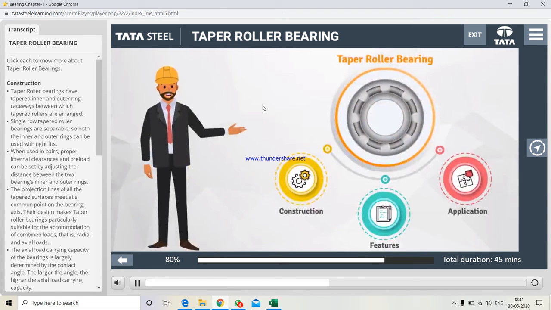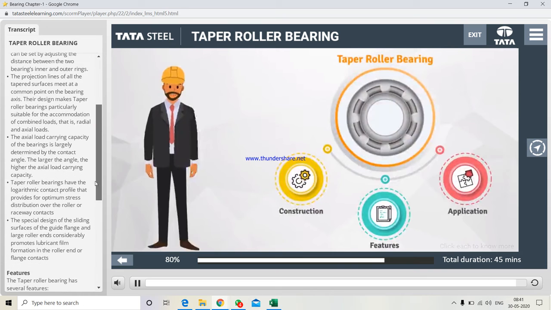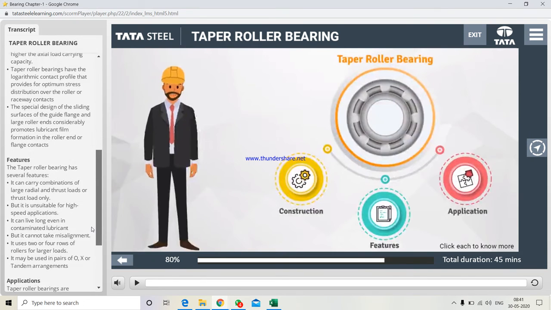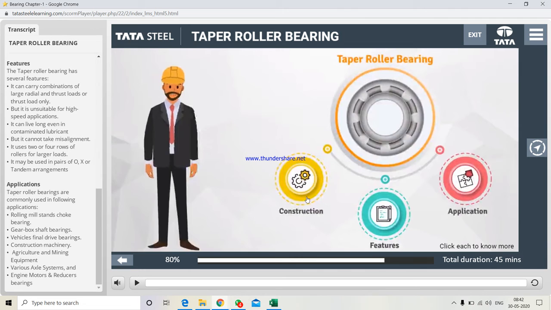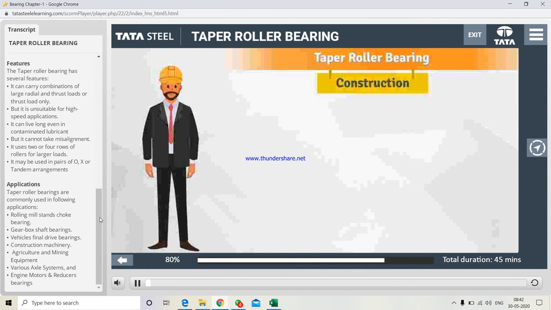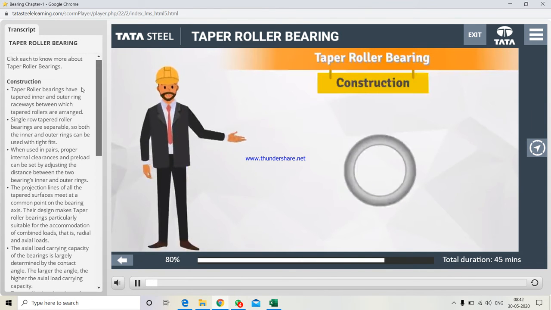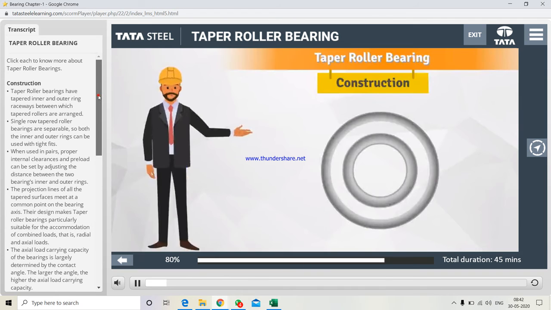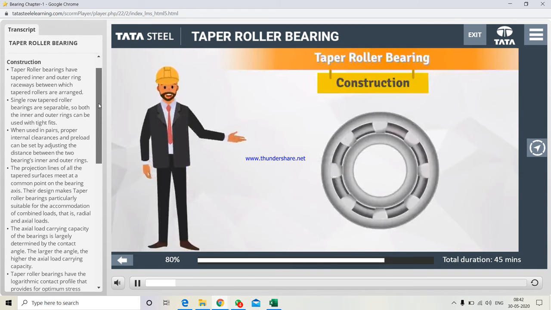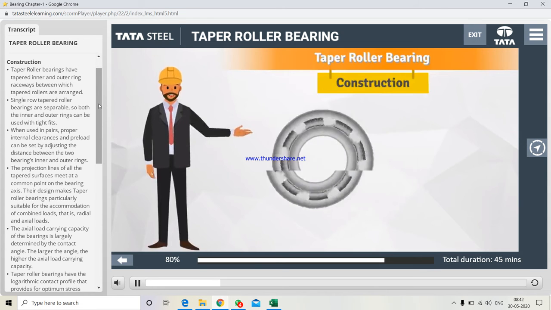Click each to know more about roller bearings. Tapered roller bearings have tapered inner and outer ring raceways between which tapered rollers are arranged. Single row tapered roller bearings are separable, so both the inner and outer rings can be used with tight fits.